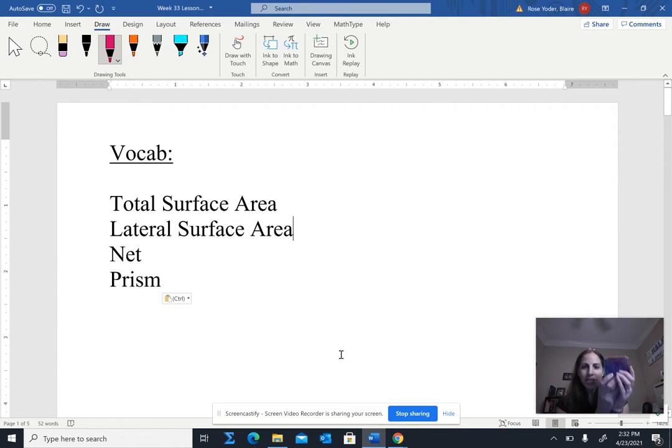I am coming to you with my kids' toys to talk about our new unit. We just finished area, so now we're going to move on to surface area. What's the difference between surface area and area? Surface area is just what we call it when we are finding the area of a 3D shape. So you end up finding the area of each of the faces and add it all together.